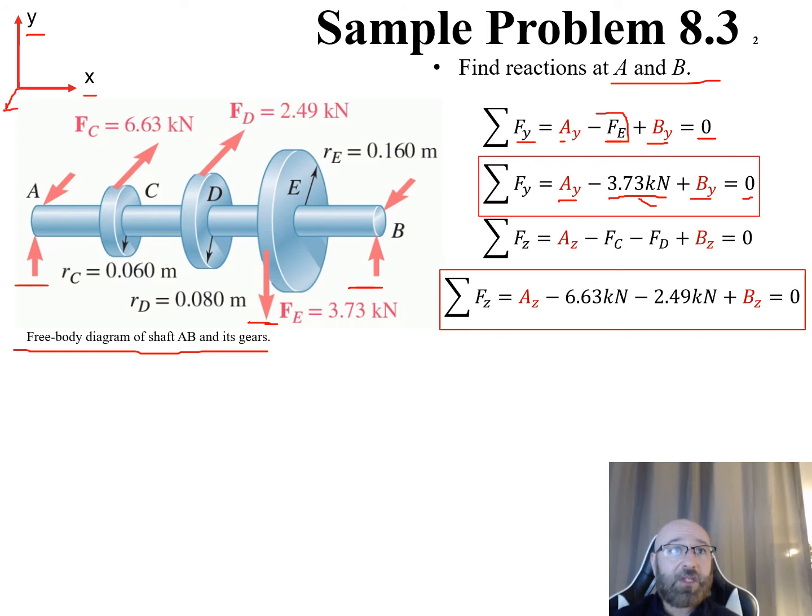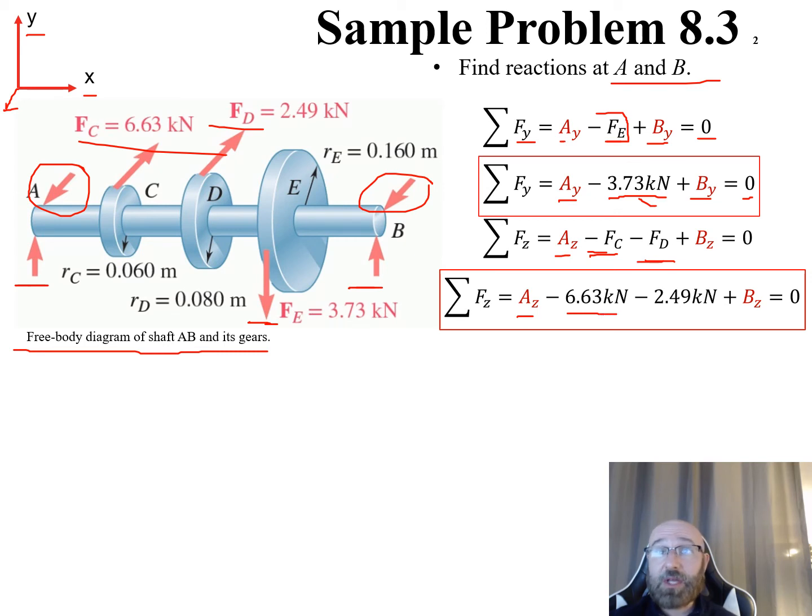Now let's take a look in my Z direction coming out here. If I use my right-hand rule, in my Z direction, I have a positive AZ, a negative FC, a negative FD, and a positive BZ right there. I have values for FC and FD. So the summation of forces in my Z direction is positive AZ minus 6.63 kilonewtons minus 2.49 kilonewtons plus BZ is equal to 0. Now I can come up with two equations that I've boxed in red. So I have two equations but four unknowns. I'm going to need to find some more relationships because my number of unknowns is greater than my number of equations. So my next step is to look at my moments.